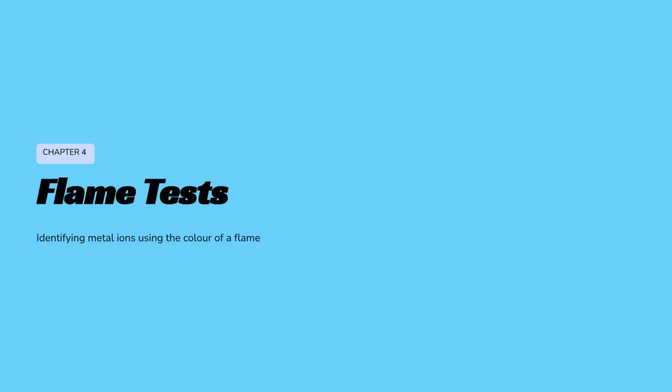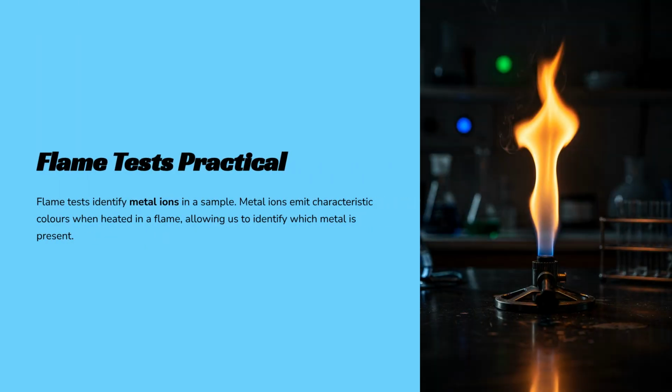Chapter 4 covers flame tests, a key method for identifying metal ions based on the characteristic color they produce when heated. Flame tests are crucial for identifying metal ions in a sample. When heated, these metal ions emit specific, distinct colors, revealing the identity of the metal present.